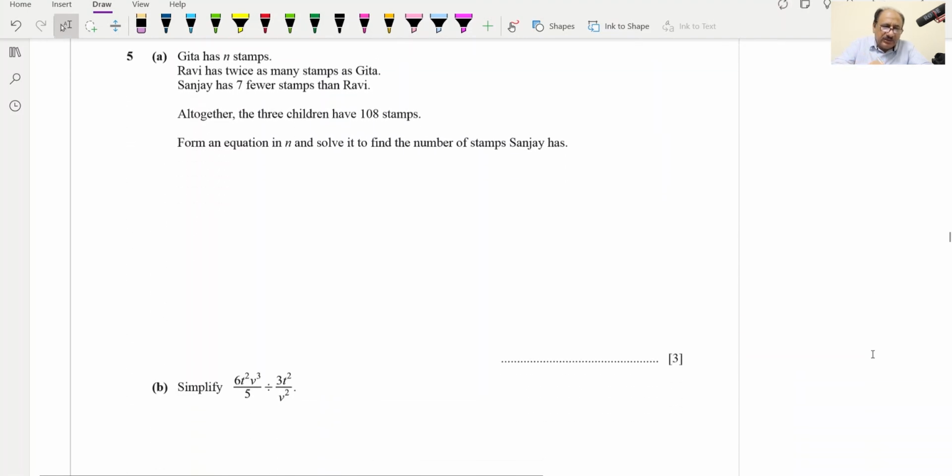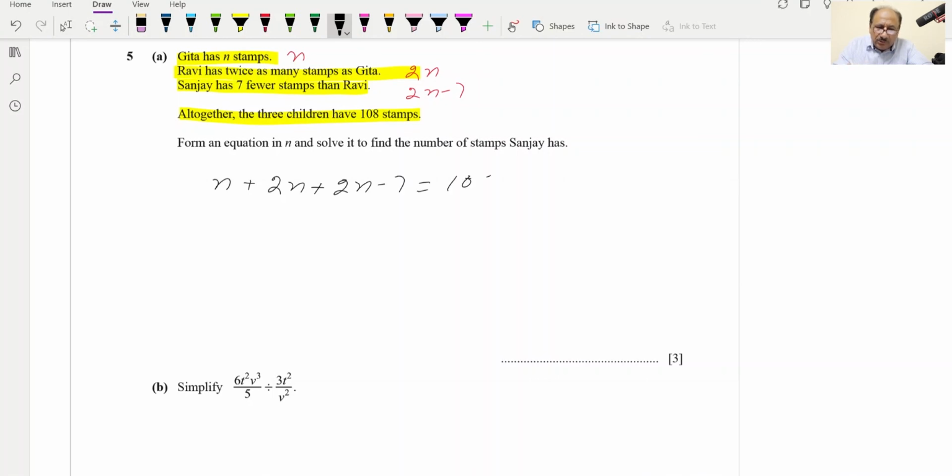Geeta has n stems. Ravi has twice as many stems as Geeta. So if this is n, this will be 2n. And Sanjay has 7 fewer stems than Ravi, so this will be 2n minus 7. Altogether, the 3 children have 108 stems. So altogether means n plus 2n plus 2n minus 7 is equal to 108.